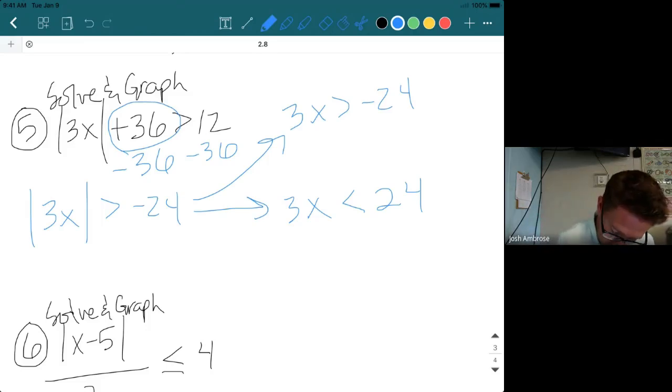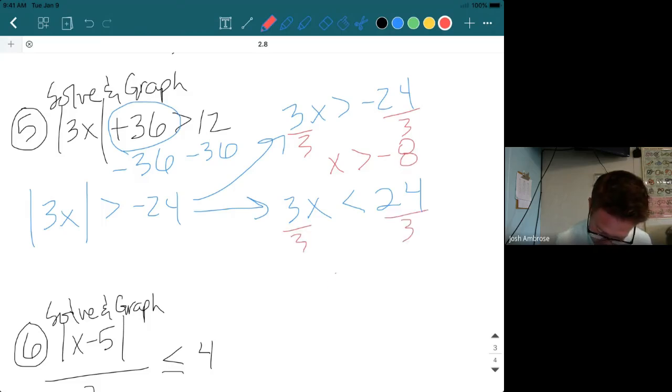All right, go through your steps of solving. Divide by 3, divide by 3. X is greater than a negative 8. Same thing here, divide by 3, divide by 3. X is less than positive 8. All right, let's fit our number line in.